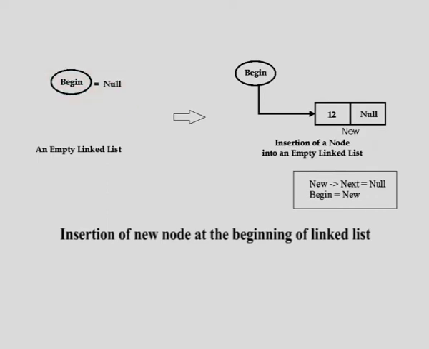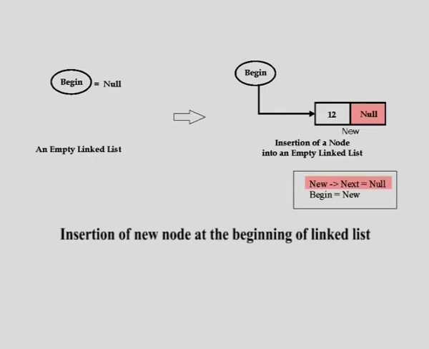Insertion at the beginning of the linked list. Let us discuss the insertion of new node at the beginning of the linked list. While inserting a new node at the beginning of linked list, first of all we need to check whether linked list is initially empty or not. Look at this diagram. If the linked list is initially empty, then we will store the null value in the next part of new node which is to be inserted.